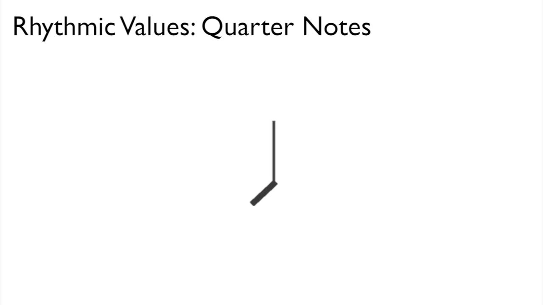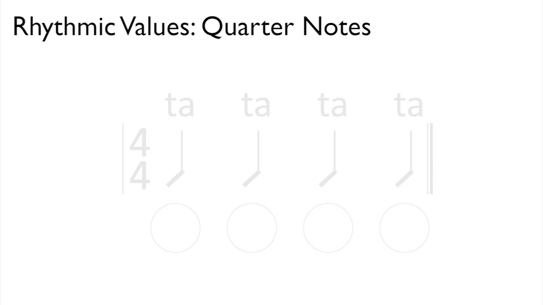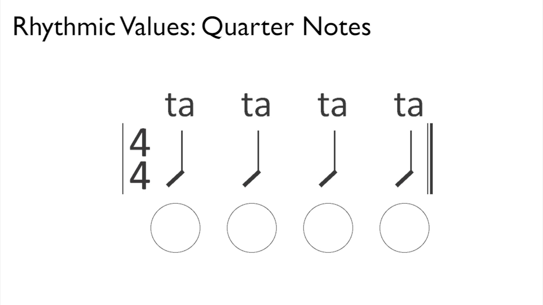Each quarter note is worth one entire beat. In this video, I'll use a circle to help represent the duration of a beat. As each beat is played, the entire circle is coloured in, demonstrating that a quarter note consumes the entire beat. Listen and watch as I demonstrate these four quarter notes.